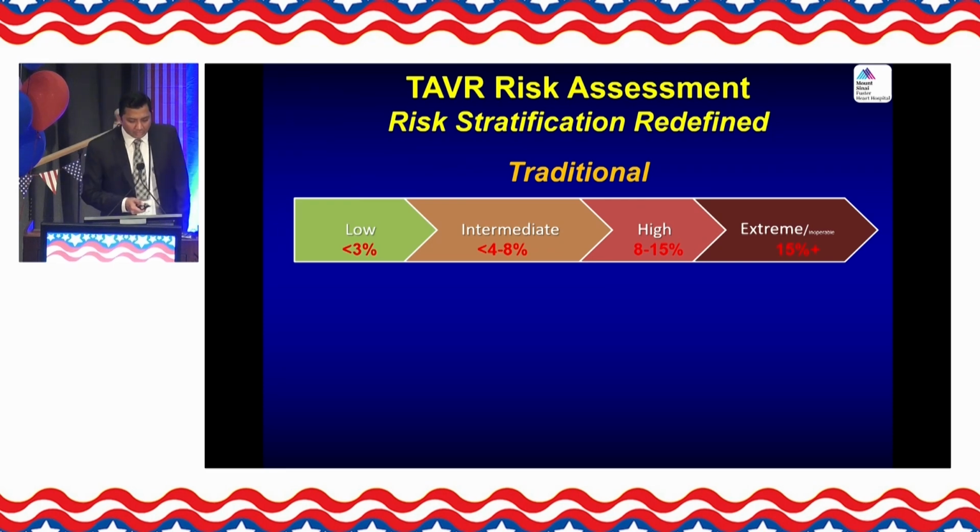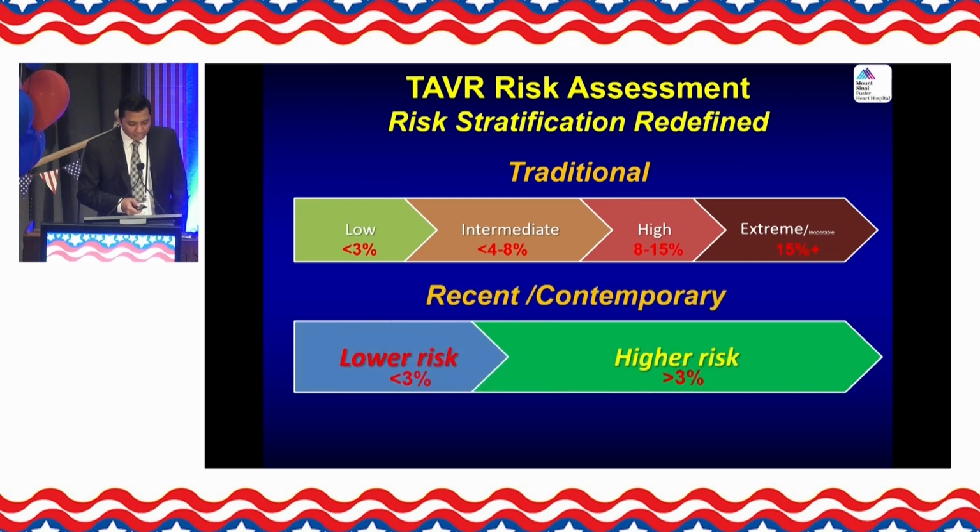The traditional risk stratification has always been as low, intermediate, and high, and extreme prohibitive risk in the past. But recently, since the advent of technology and new devices and new TAVR generation valves, it's always been deemed as either the patient is low risk or higher risk. However, we still follow the same surgical risk stratification score from the past.